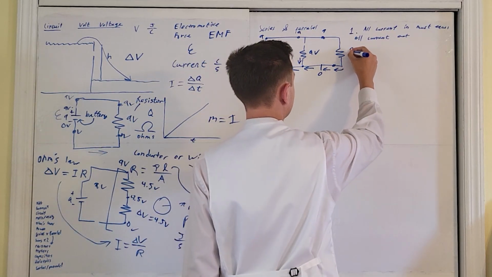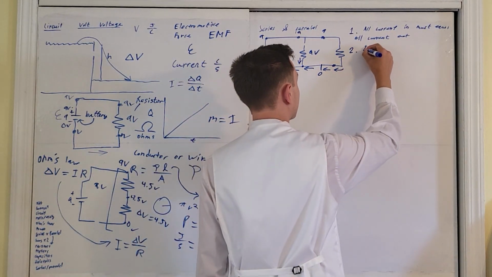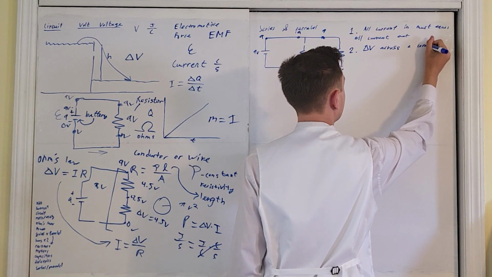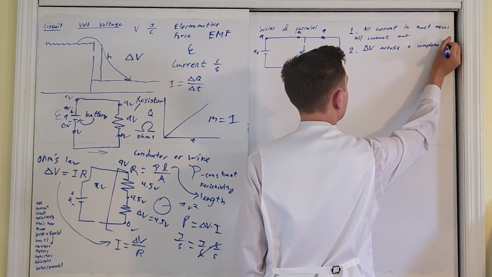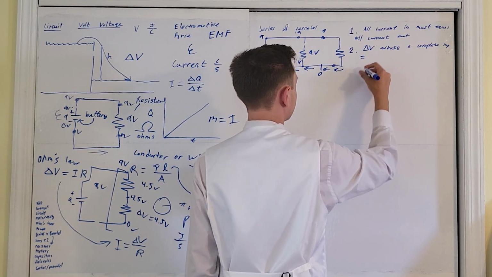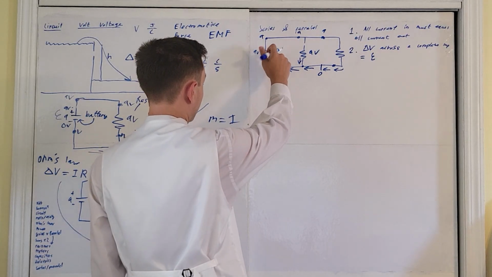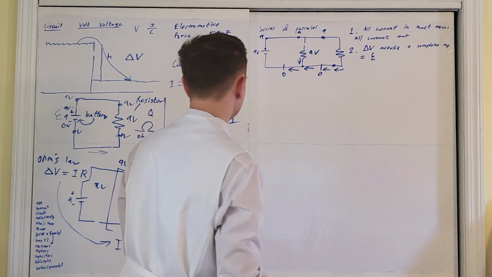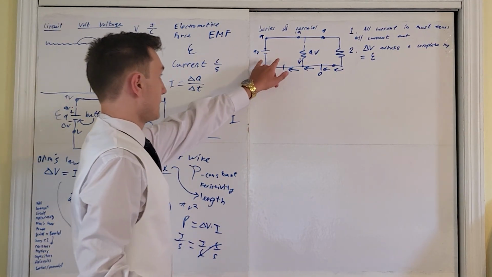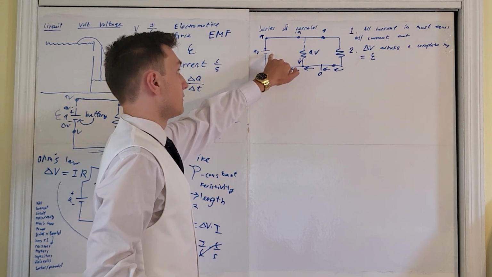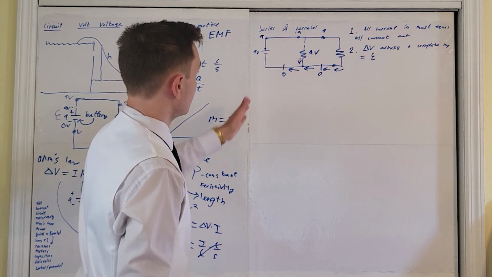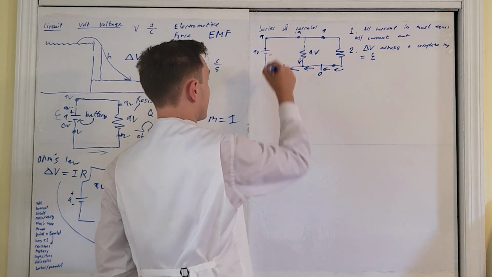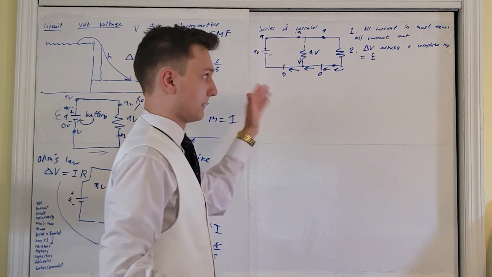The second rule is that the voltage drop across a complete loop is equal to the EMF. The voltage drop from one end of the loop to the other must be my 9 volts. That's because in my battery, one end of the battery is plus 9 volts, the other end of the battery is 0. Meaning that by the time the current reaches the negative terminal of the battery, its electric potential must be entirely dropped from 9 to 0.